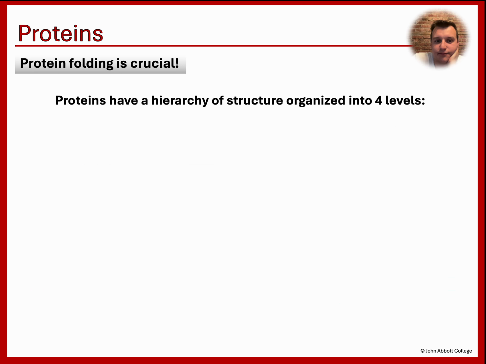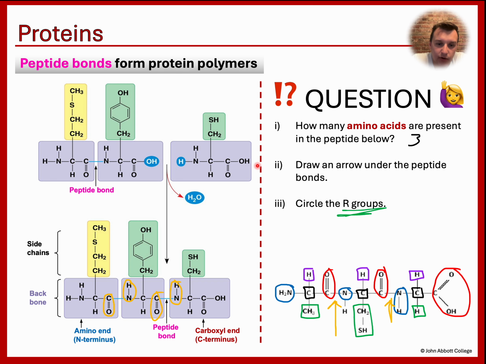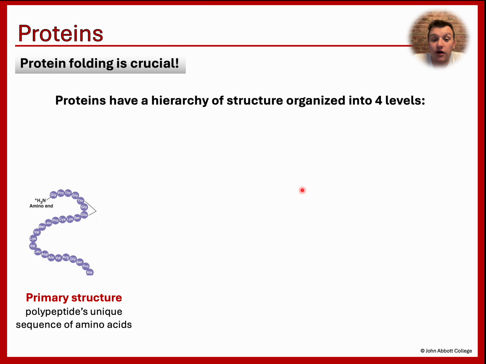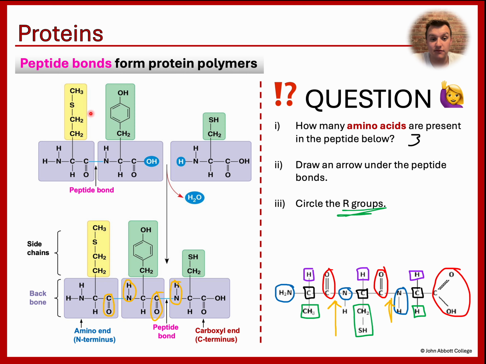Now, protein, this is an important concept. Protein folding is crucial, very crucial. Proteins have a hierarchy of structure, and they're organized into 4 levels. I want you to just go look at the names here. So glycine, alanine, valine, leucine, right? These are all separate amino acids, but when we draw pictures, we often draw circles. But you know that every amino acid looks like this, right?